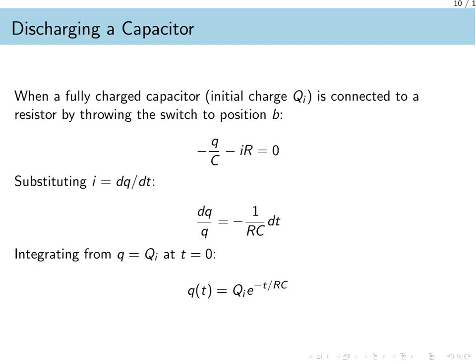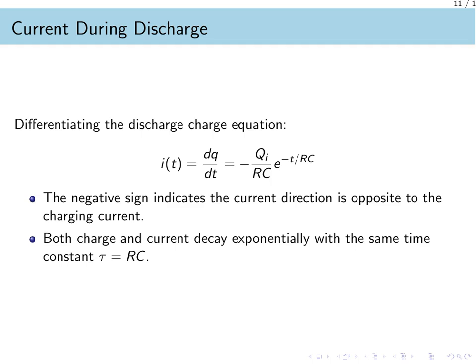In this phase, the stored charge leaves the capacitor plates and flows through the resistor until the potential difference is gone. The current during discharge is found by differentiating the discharge charge equation, resulting in I of t equals negative Qi over RC times e to the power of negative t over RC. The negative sign is important. It indicates that the current is flowing in the opposite direction compared to the charging phase.